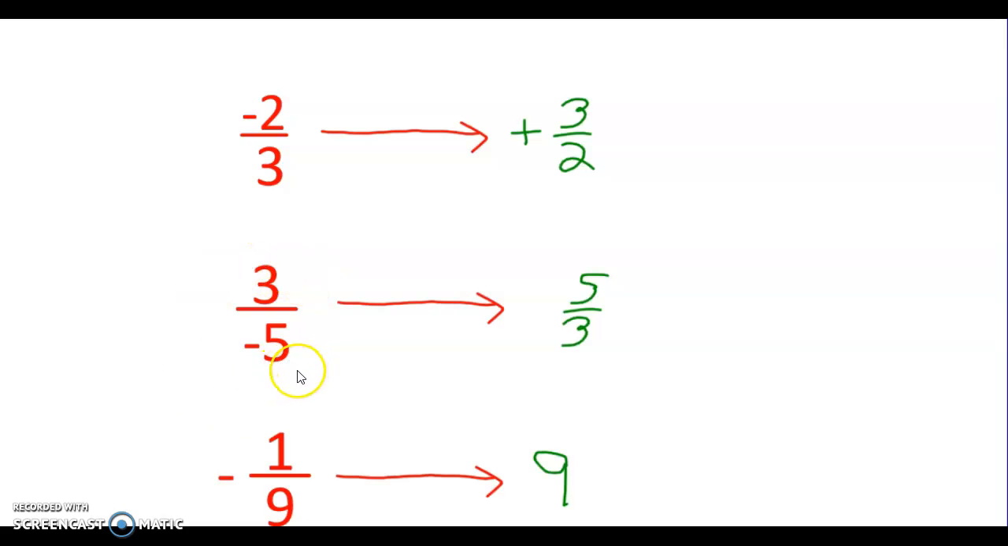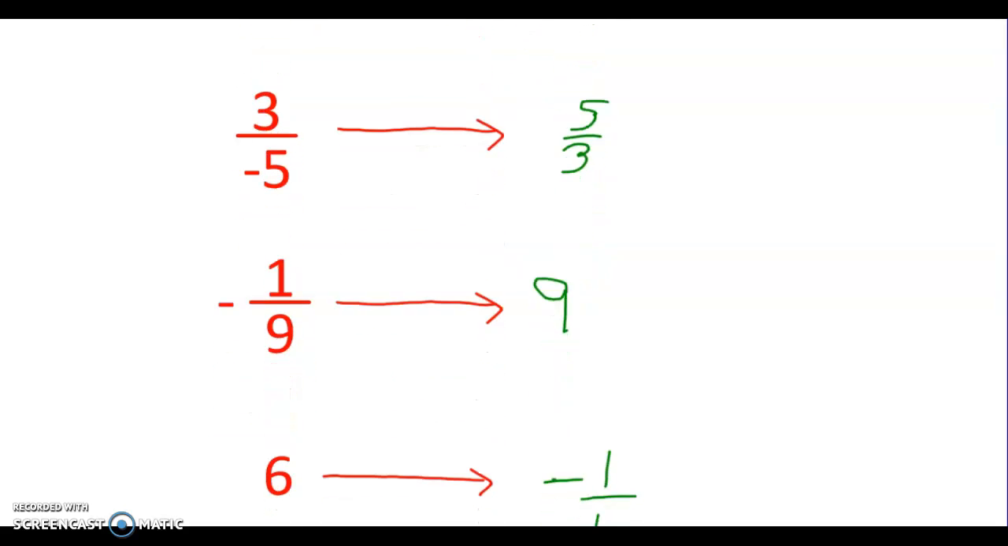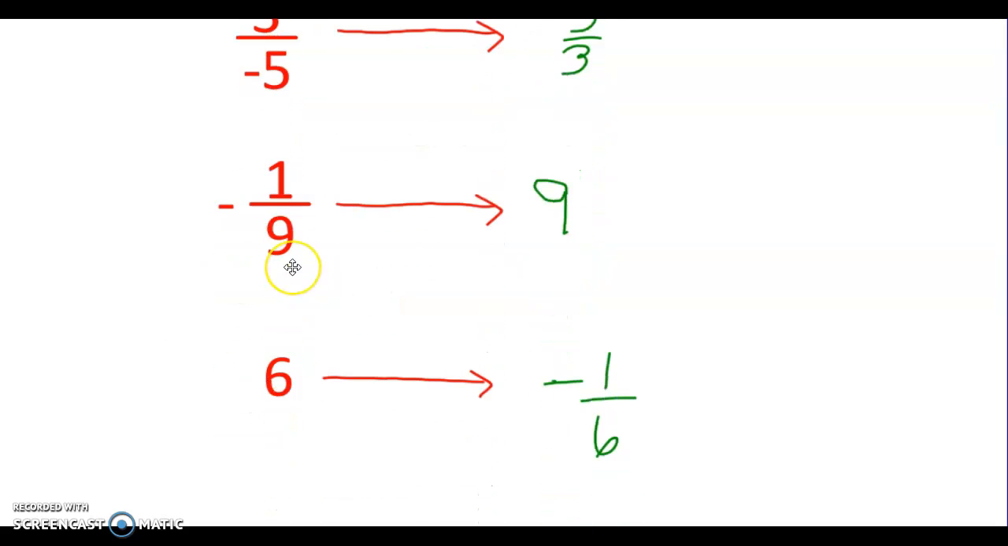My original slope is 3 over negative 5. My perpendicular slope will be positive 5/3. And we don't actually put in that positive like I did there. I was just trying to reinforce that, okay? My original slope is negative 1/9. My perpendicular slope will be positive 9/1, and we don't write 9/1, we just write that out as 9. And finally, if my original slope is 6, that's 6/1, right? My perpendicular slope will be negative 1/6.